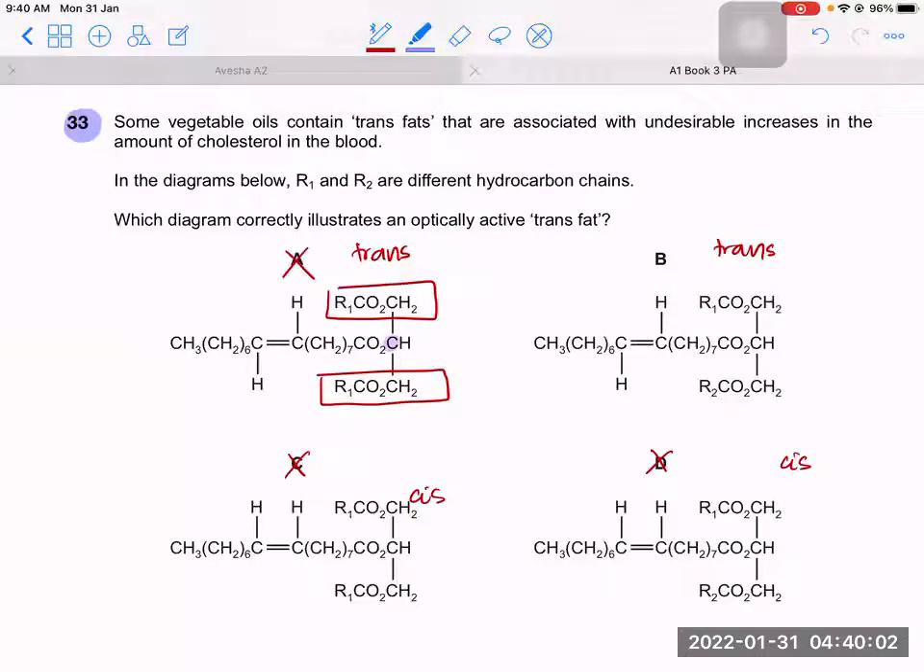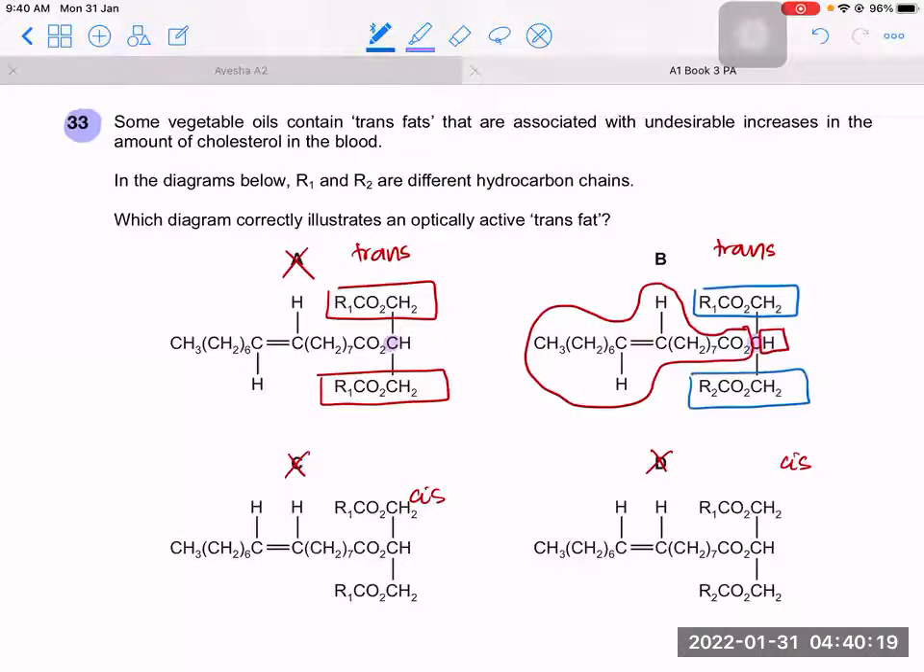Let's check B. Can this be chiral? Yes, because it has an H, and it has R1CO2CH2 and R2CO2CH2, and they've told you R1 and R2 are different. The answer therefore is B.